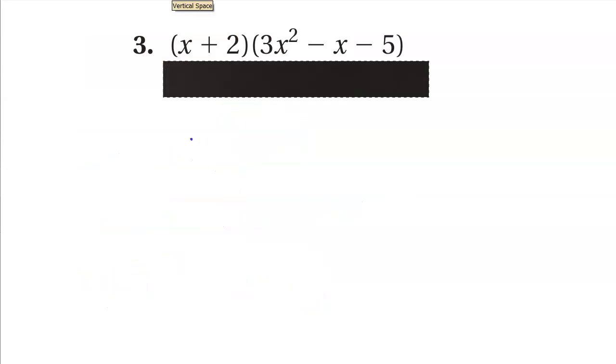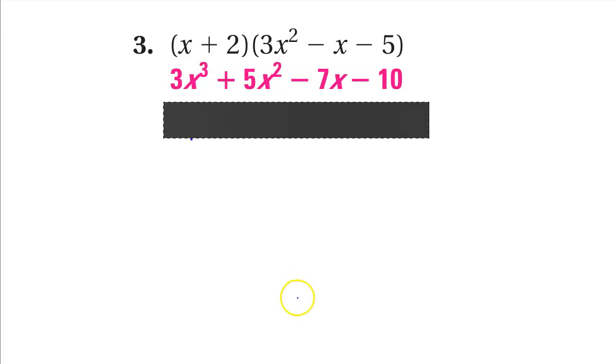All right, so if you want to give it a try, you need a practice problem here. You can go ahead and pause it, give this one a try, and do a quick check here. All right, so for this one, if you multiply it together, x plus 2 times 3x squared minus x minus 5, your answer should be 3x cubed plus 5x squared minus 7x minus 10.